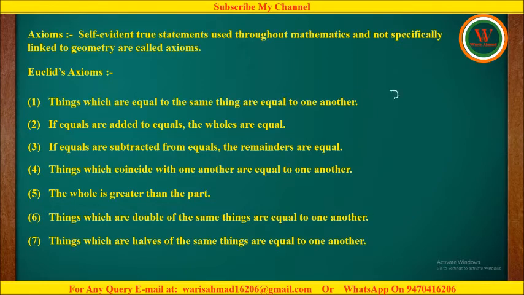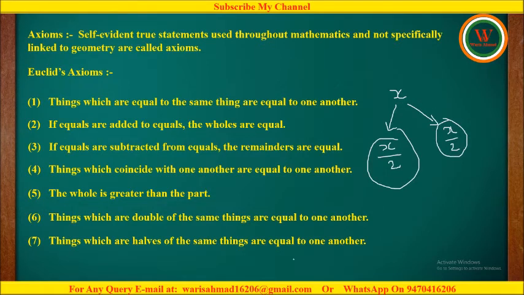Now the next axiom is: things which are halves of the same things are equal to one another. Suppose I have considered x. The half of x will be equal to x upon 2. One half of x is also equal to x upon 2. So according to this axiom, things which are halves of the same thing, this is the half of x, this is also the half of x, are equal to one another. They are equal, means x upon 2 will be equal to x upon 2.